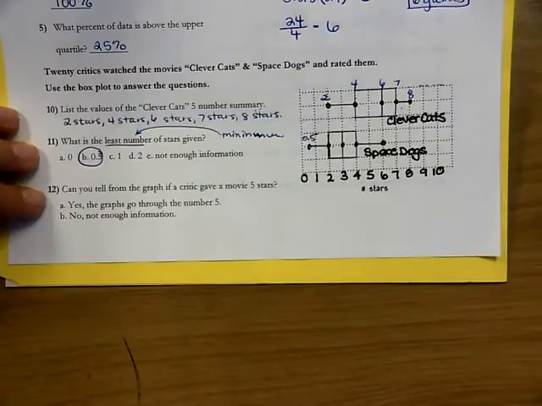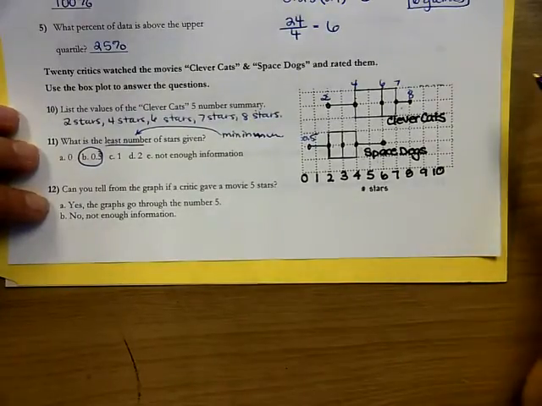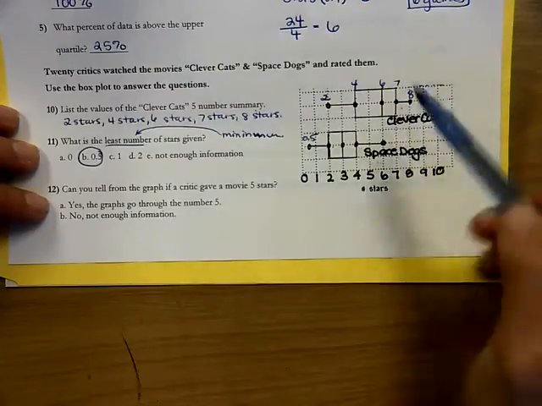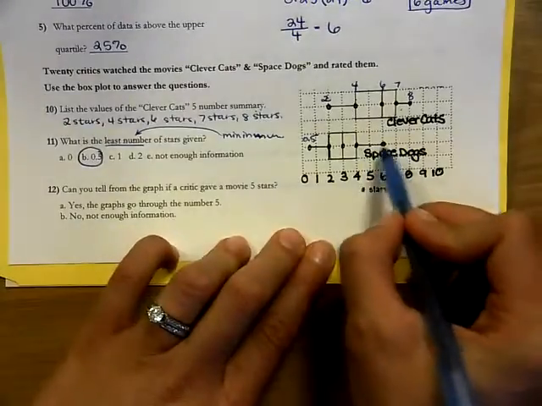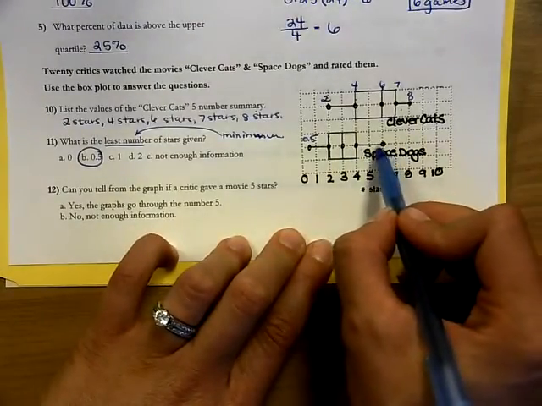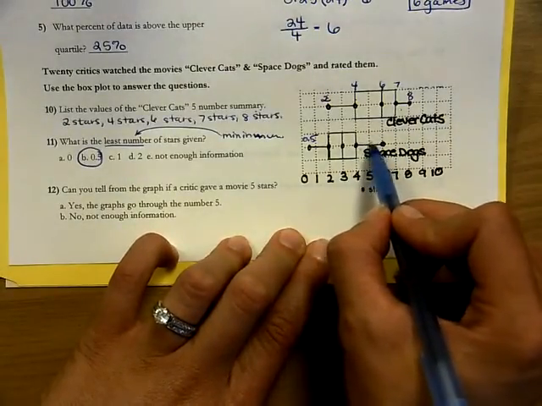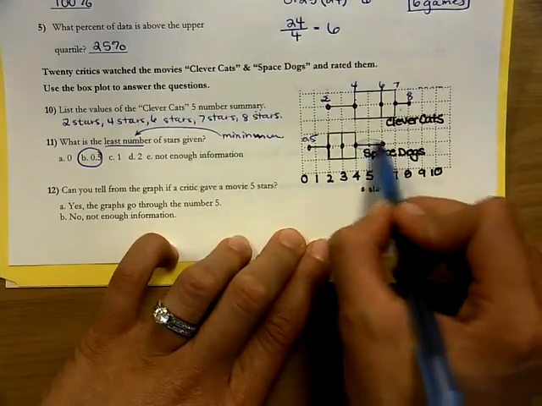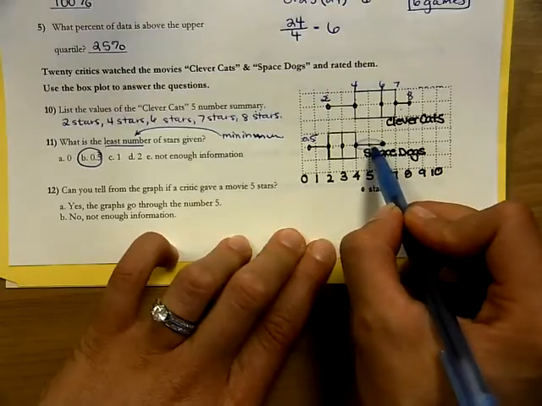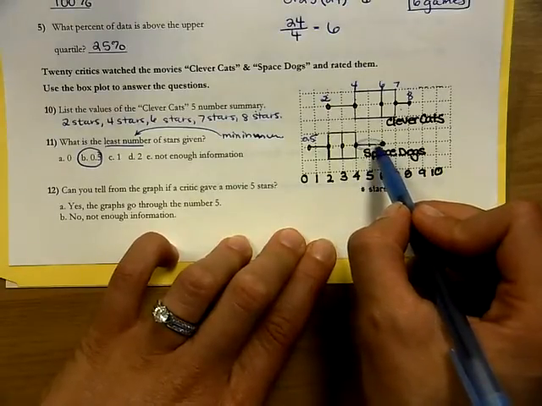For 12, can you tell from the graph if a critic gave a movie 5 stars? So it's talking about any movie. So if I look here, 5 stars lies here. So is it possible that someone gave Space Dogs 5 stars? Well, yeah, it is. You have 5 lies somewhere in this upper whisker. We don't know for sure, though, but it is possible.